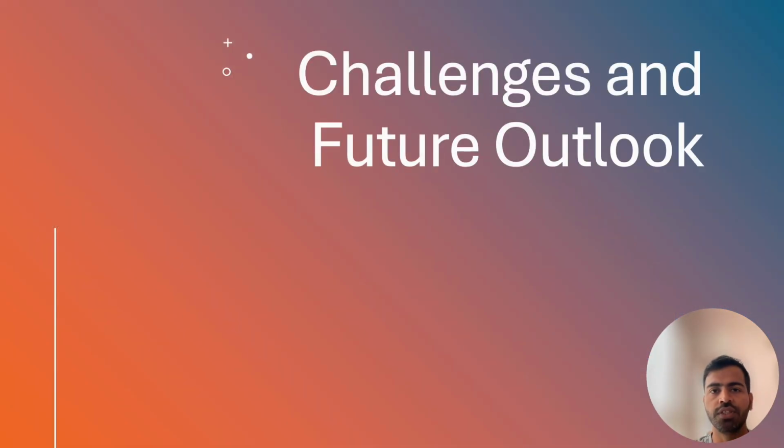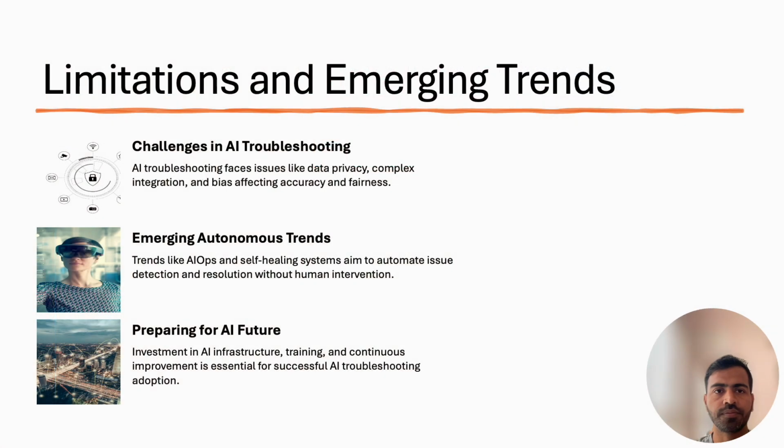Let's understand the limitations and emerging trends. Despite its advantages, AI in troubleshooting faces challenges such as data privacy concerns, integration complexity, and model bias. Organizations must address these issues through robust governance and ethical AI practice. Looking ahead, trends like autonomous AI, IT operations, and self healing systems promise to further transform troubleshooting. These advancements aim to create environments where systems automatically detect, diagnose, and resolve issues without human intervention.